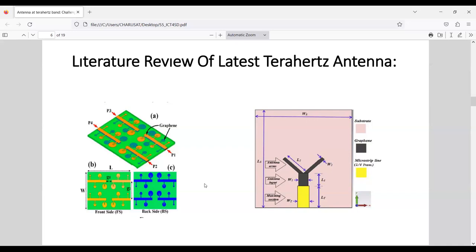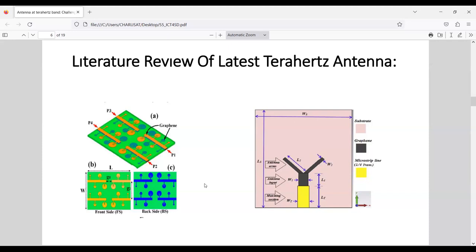We can see the circular pad shape Yagi antenna over here. This particular antenna is operating in three bands, ranging from 1 to 30 terahertz. And this antenna gives an ultra wide bandwidth of 10.96 terahertz with the isolation of minus 26 dB.